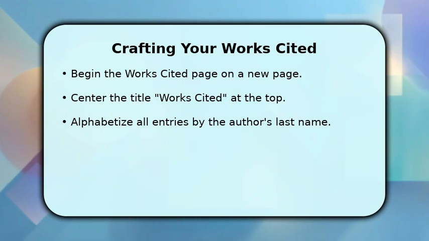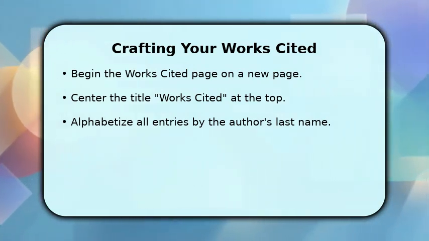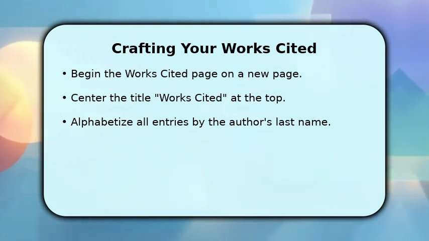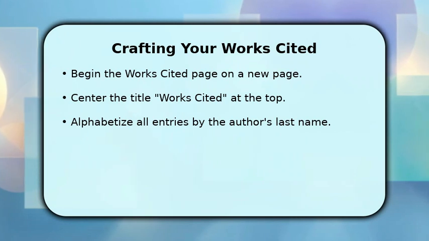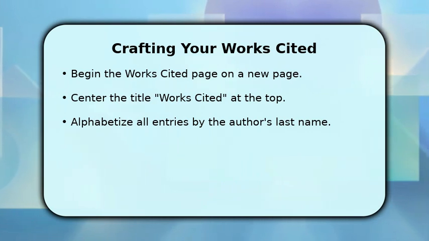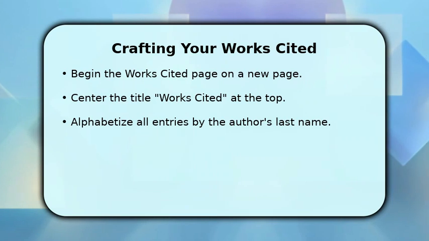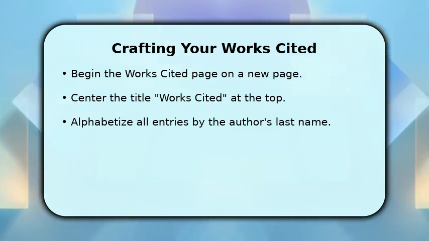Now let's tackle the Works Cited page, a crucial part of your MLA paper. This section should always begin on a brand new page at the very end of your document. Center the title Works Cited at the top of this page. Each entry must be alphabetized by the author's last name. Also, apply a hanging indent to every entry, meaning the first line is flush left, and subsequent lines are indented by 1/2 inch. This ensures clarity and proper attribution.